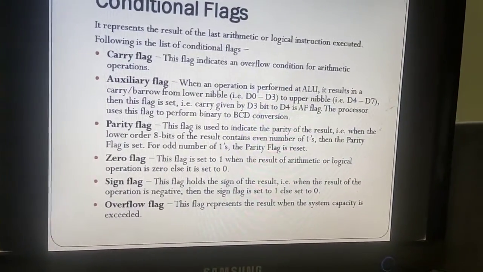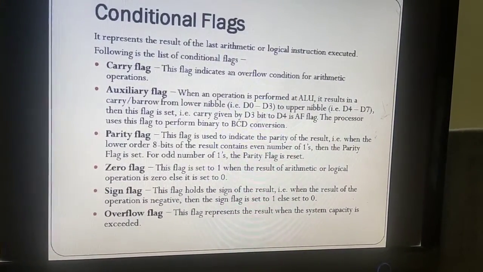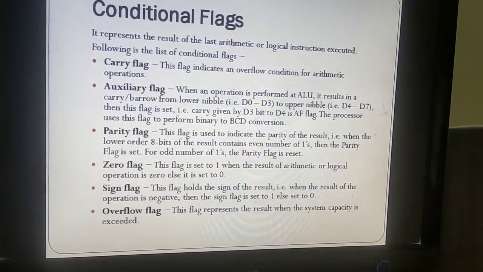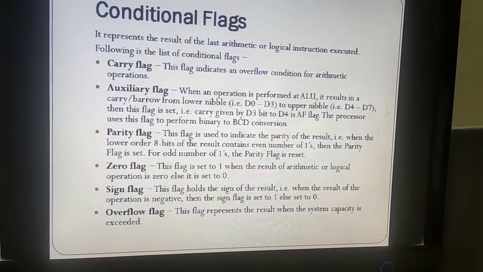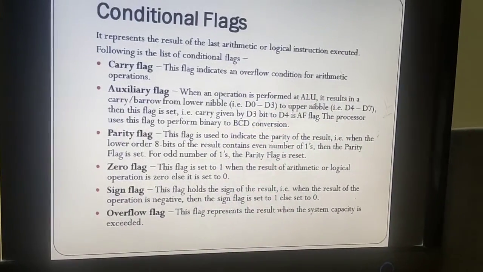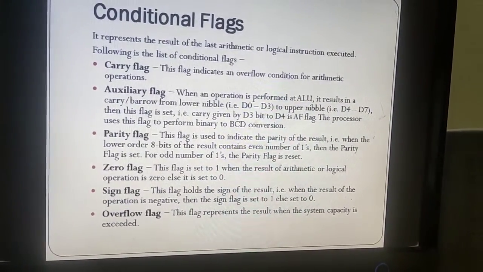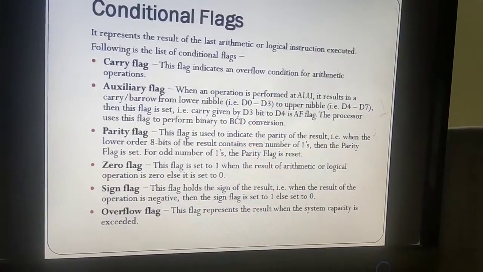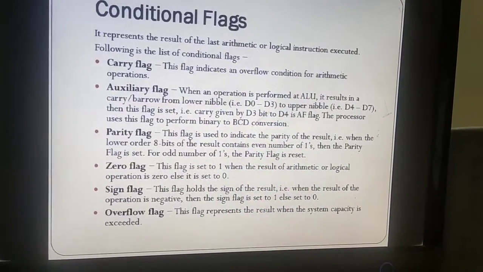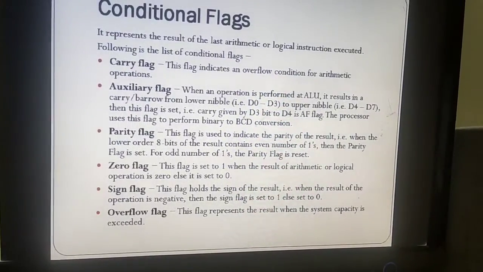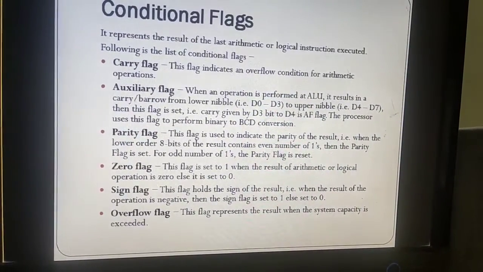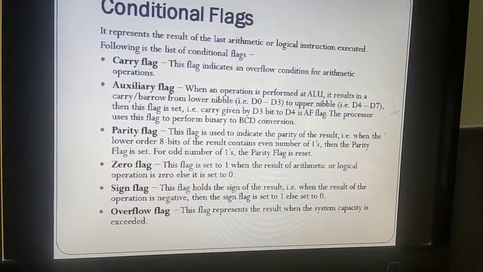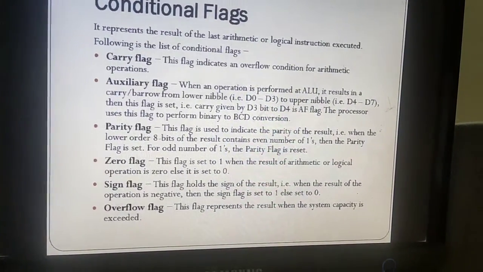Zero flag. This condition is set when the entire result of an arithmetic operation is 0, meaning it is set to 1. Otherwise, it is 0. Sign flag. For an operation, suppose you are going to find the result. Whether the given result is a positive number or a negative number, this flag holds true. If the given result is negative, the sign flag is set to 1. Otherwise, it is 0.